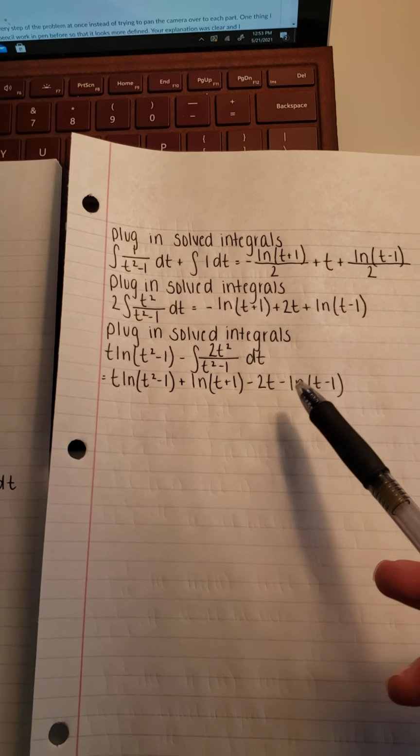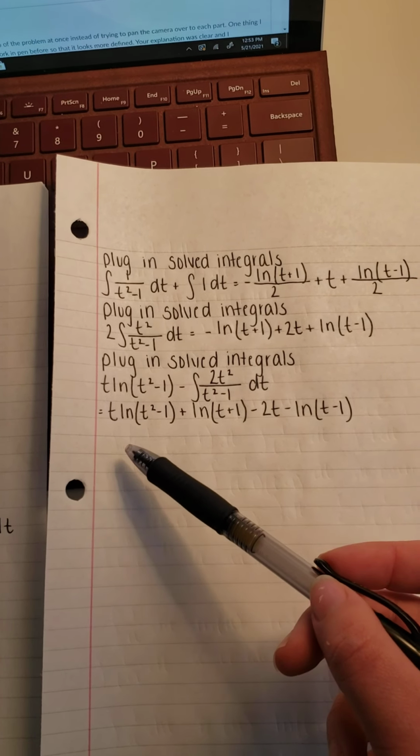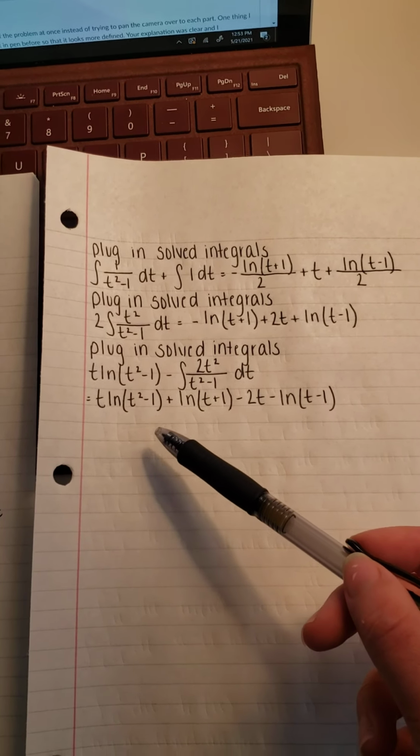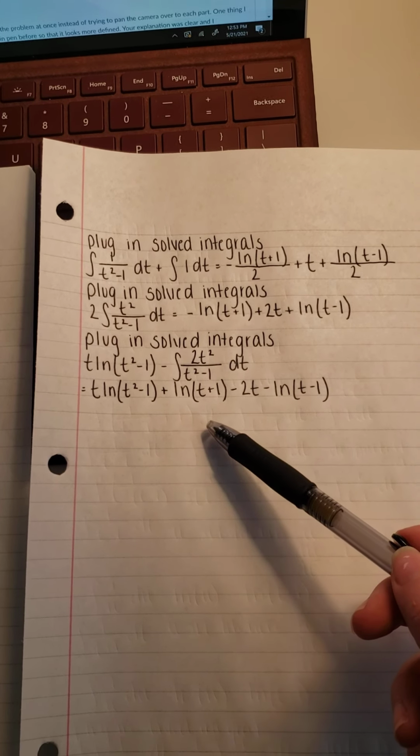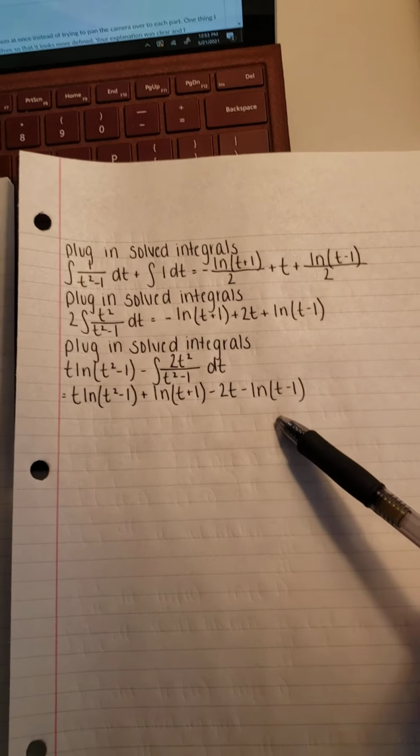And then we're going to plug in our final solved integral for our final answer, which equals t ln of t squared minus 1 plus ln of t plus 1 minus 2t minus the ln of t minus 1.